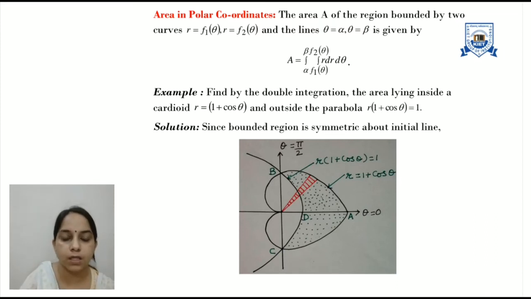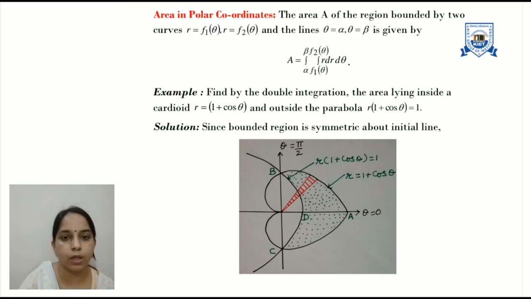BDCAB. This is the region of which we are to find the area, and the region is symmetric about the initial line. So if we find the area of the region BDAB and multiply it by 2, we get the required area. We will do this for our convenience. Now for the region BDAB, it is very clear from the figure that theta varies from theta equals 0 to theta equals pi by 2.